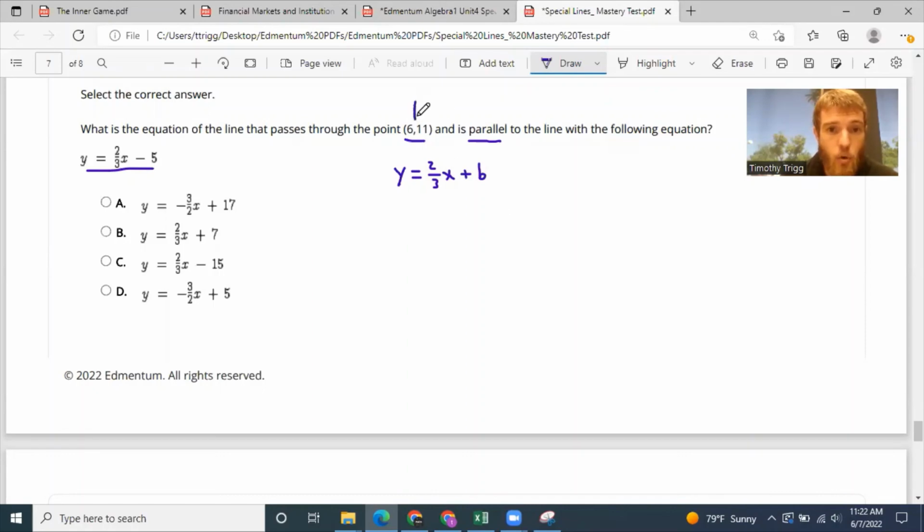Now use this coordinate point, replace the x and y. So it's either going to be answer choice B or answer choice C because those two both have the same slope. So both of these are parallel to our equation, but only one of them goes to this point. So replace the x and y with 6 and 11 and figure out which one gives you a true statement. Again, a true statement would be something like 11 equals 11.